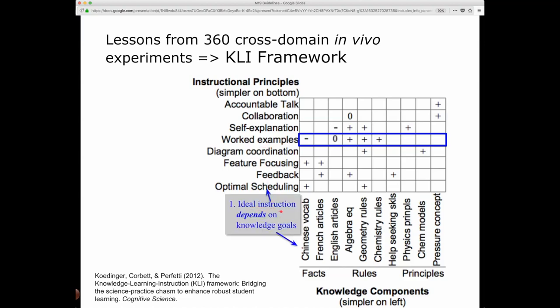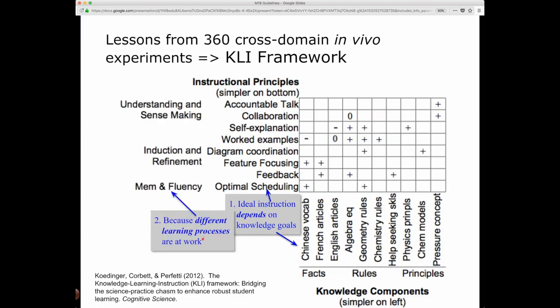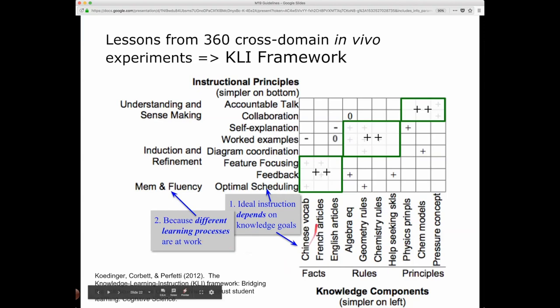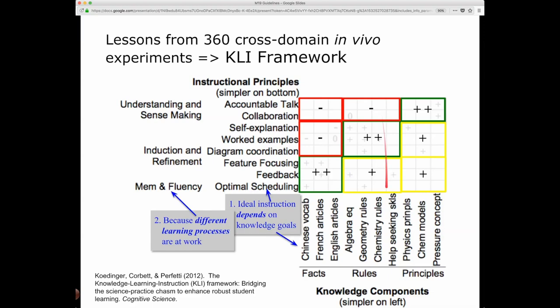Why do we think that an ideal instruction depends on knowledge goals? Well, it's because different learning processes are at work, right? That goes back to the diagram we saw before. And if we break these down, we see facts require memory and fluency, so these kinds of instructional approaches help achieve that learning process. Rules need induction and refinement. Principles need sense making. So we get this positive in the main diagonal. We get negatives up here and perhaps some positive here, but maybe not the best thing you can do, but something you should also do.